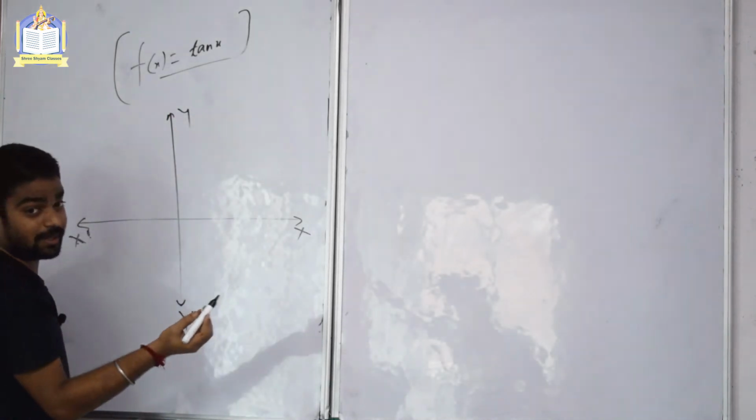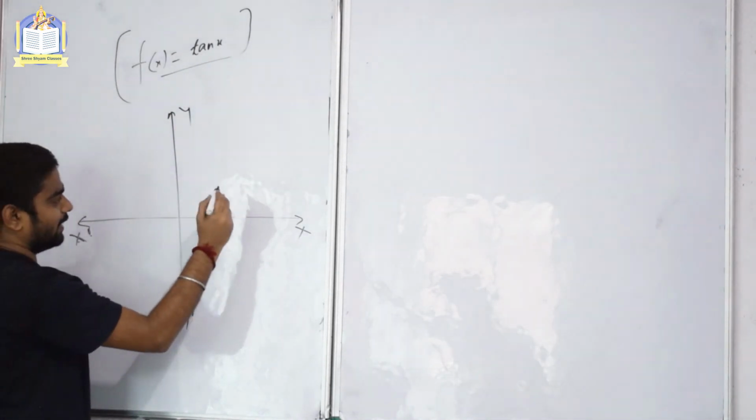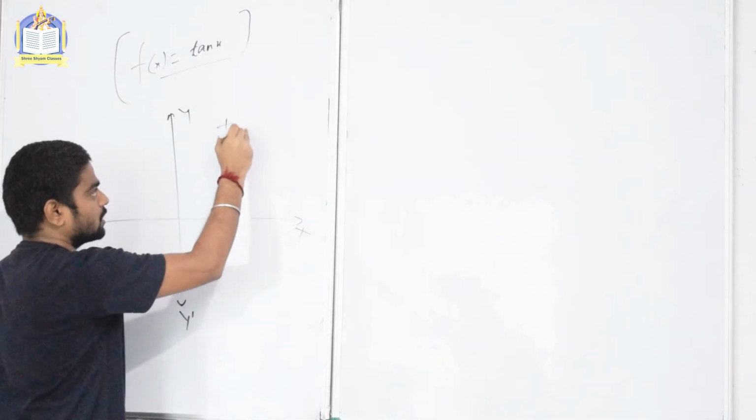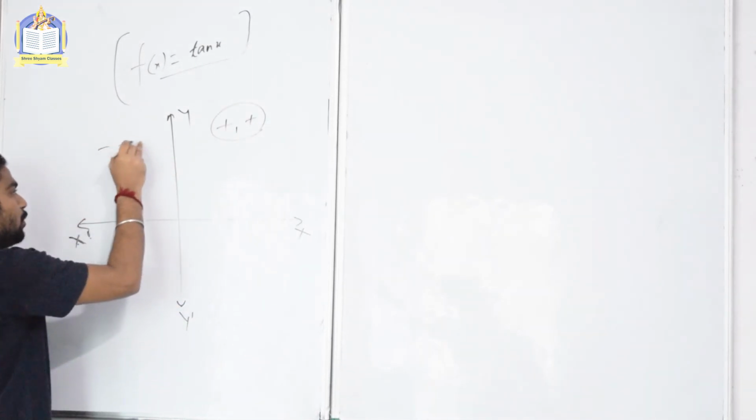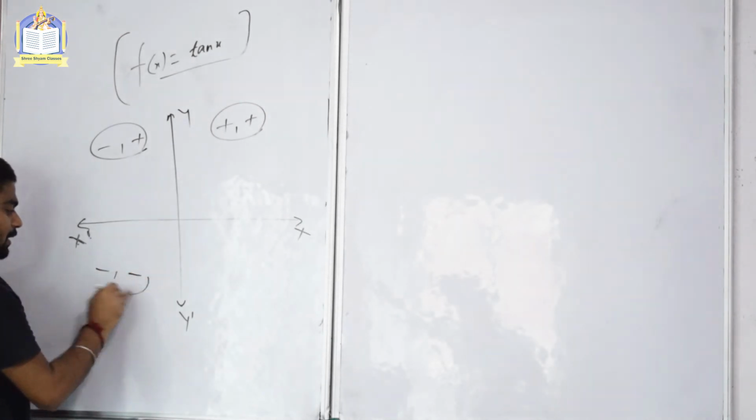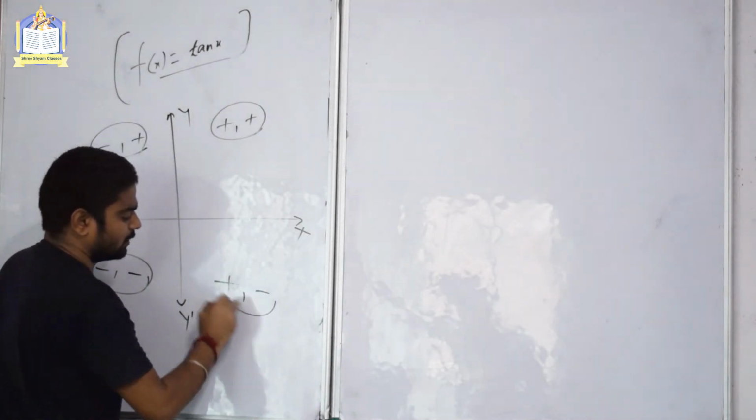So now let's discuss tan theta. So in the first quadrant, this is our first quadrant, this is positive positive, in the second quadrant this is negative positive, in the third this is negative negative, and in the fourth this is positive negative, right?